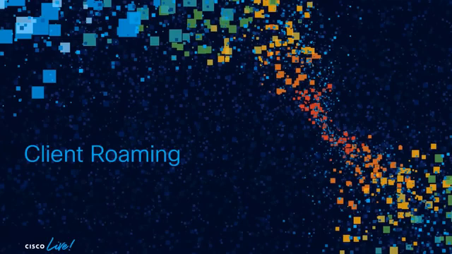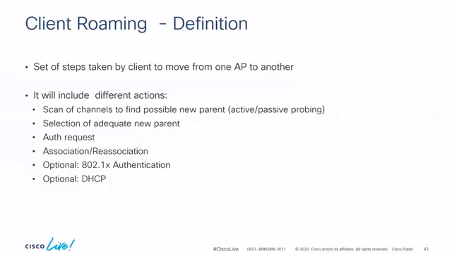So let's talk about client roaming. Client roaming, the definition, is a set of steps taken by a client to move from one AP to another. It's really as simple as that. So it's whatever the client's going to do. Is he going to scan other channels to find some place to roam to? He's going to select somebody to go to. He's going to do his association or reassociation, and any type of optional 802.1x or DHCP.